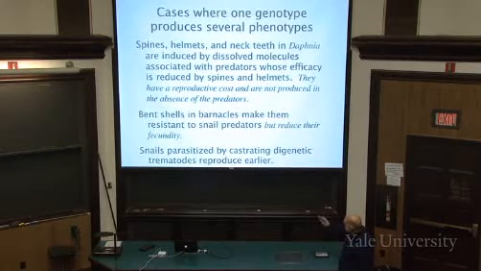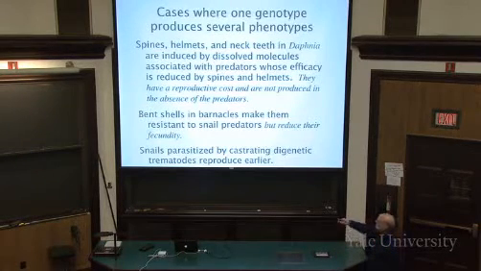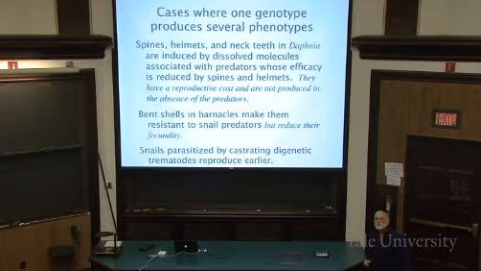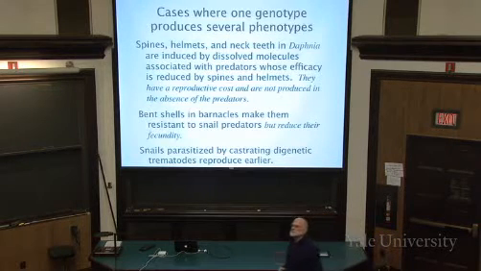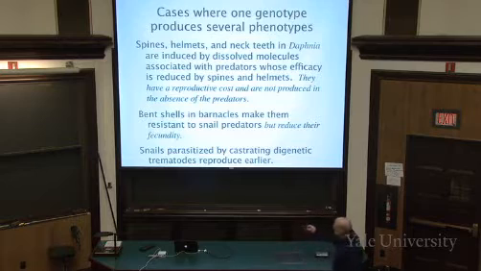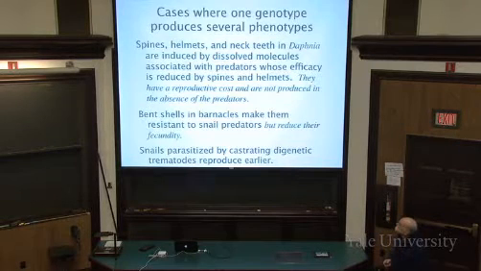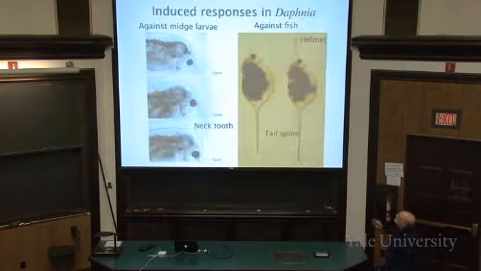Snails parasitized by castrating digenetic trematodes reproduce earlier. By the way, this digenetic trematode is also called schistosomiasis. So this snail is an intermediate host for a serious human disease. Let's take a look at these.